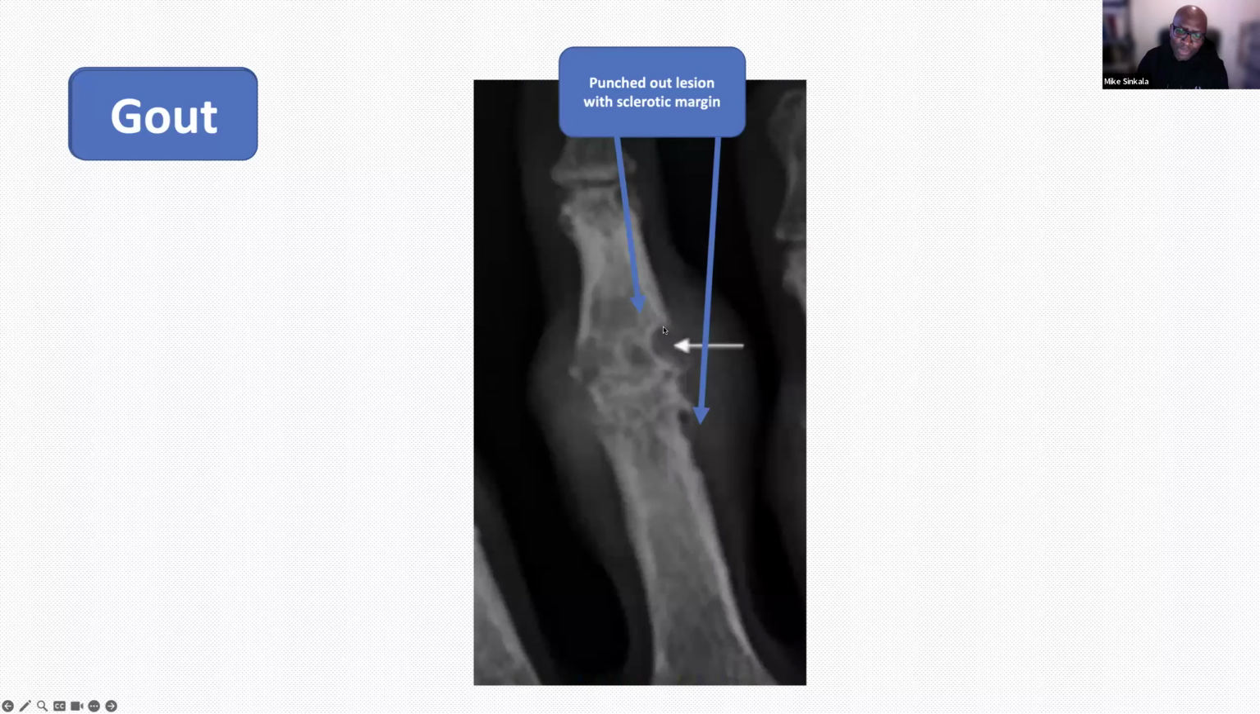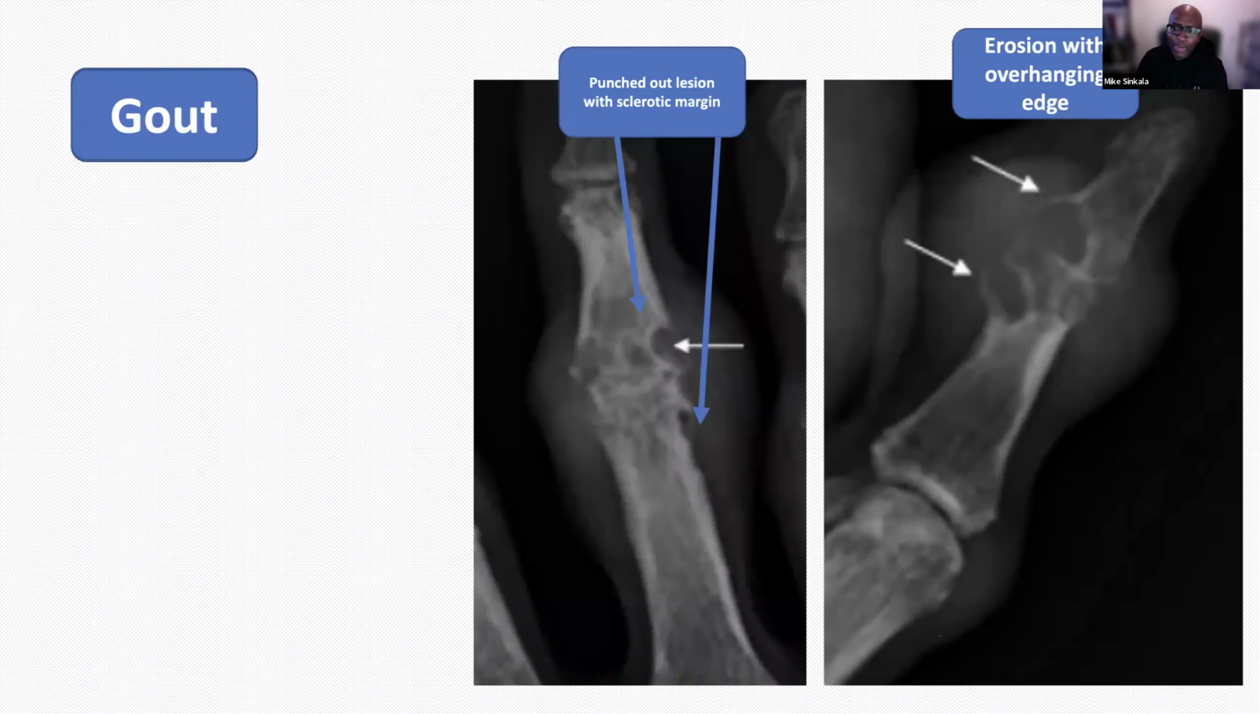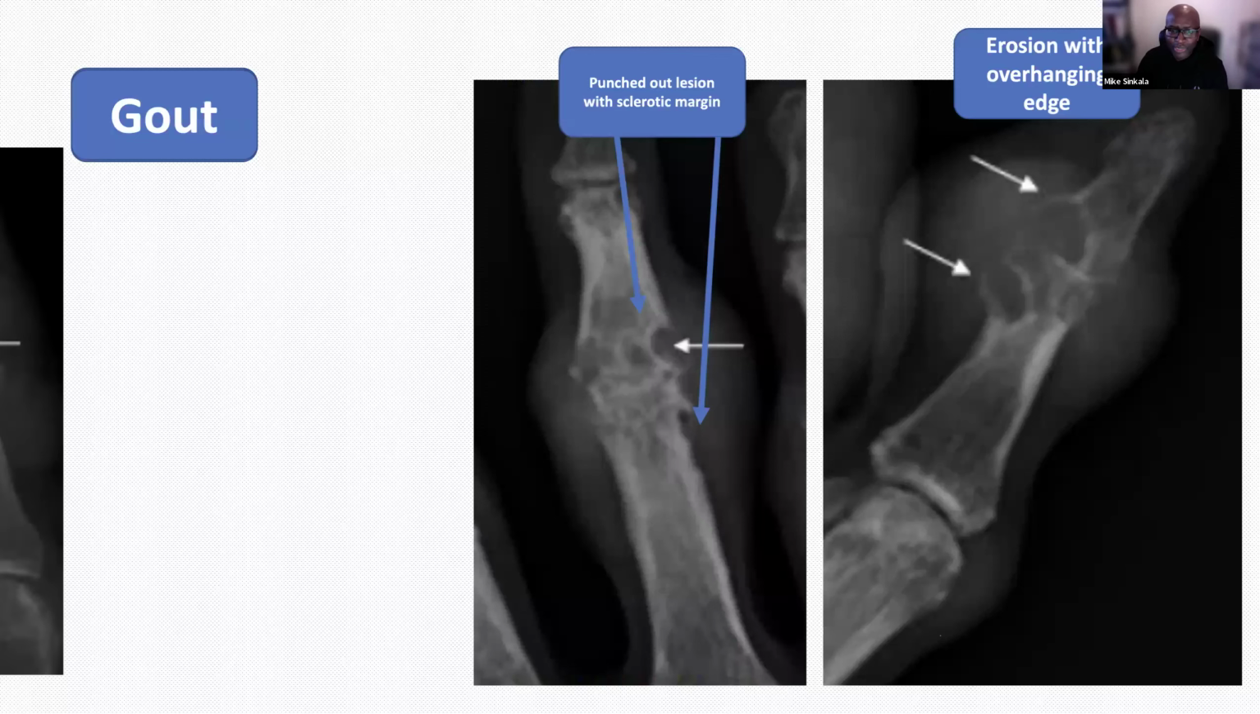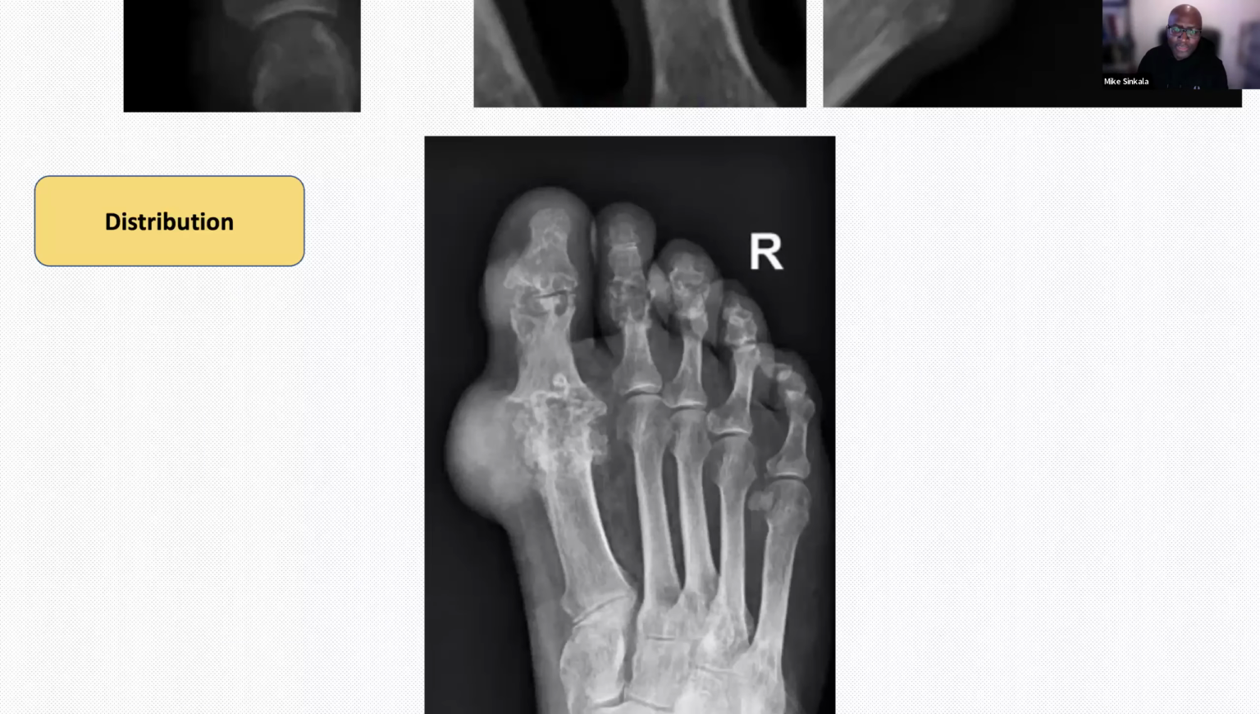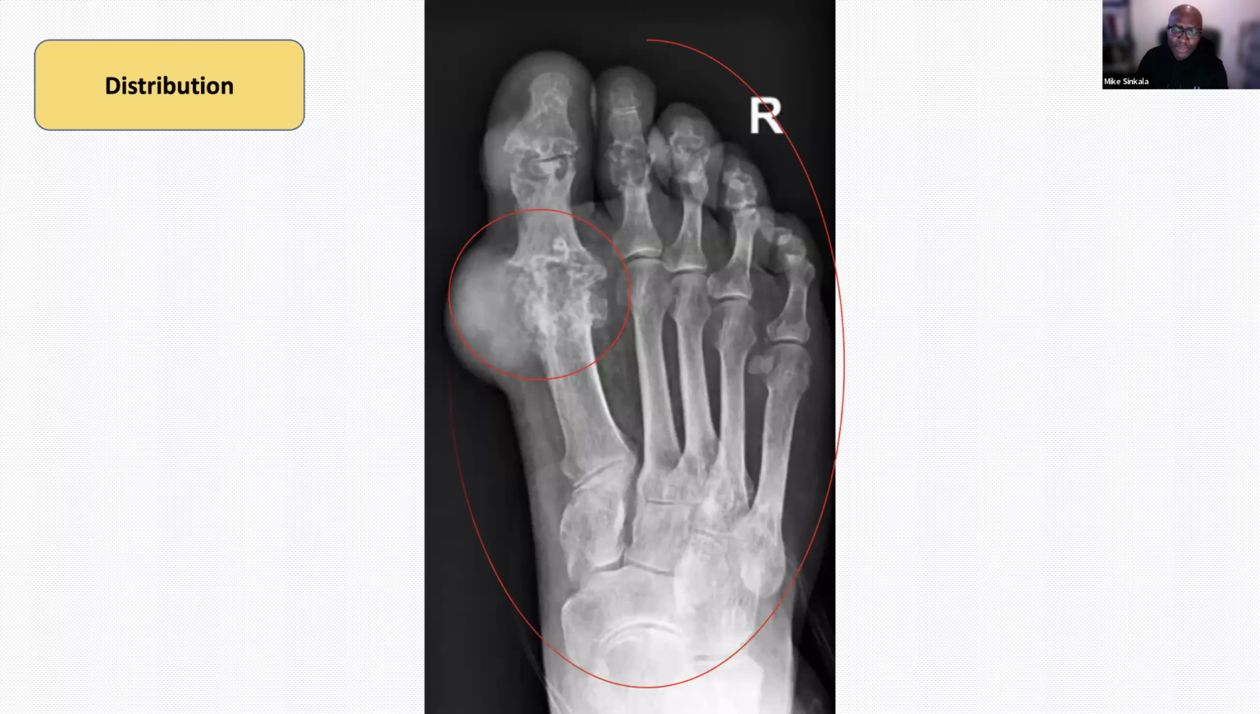Notice that we've got punched out lesions here and the soft tissue swelling around it with uric deposits, normal bone mineralization. These are features of gout. Remember, a woman before menopause can never have gout. So these are the features of gout that you can see over there, quite destructive. That's gout. That is gout. You can see it, and that's the distribution of gout.